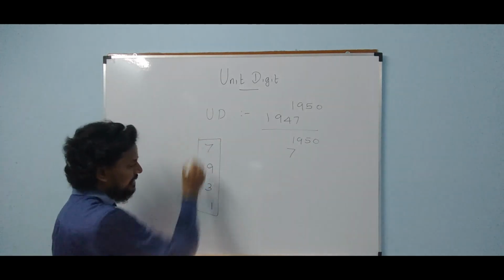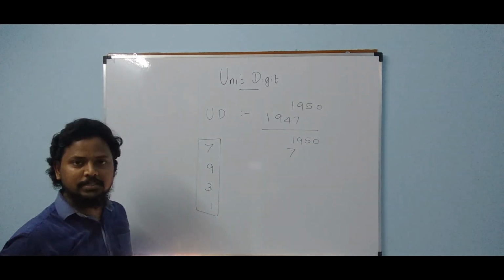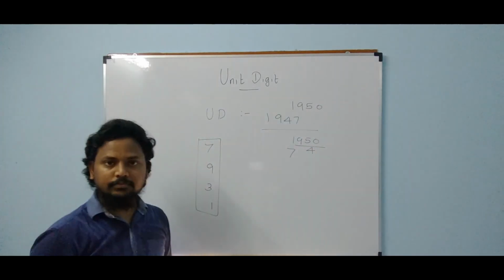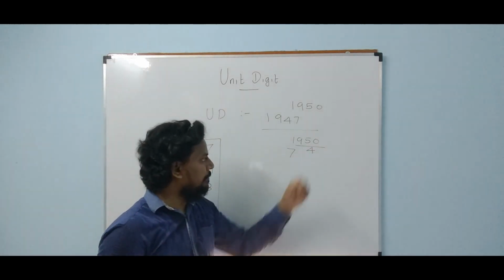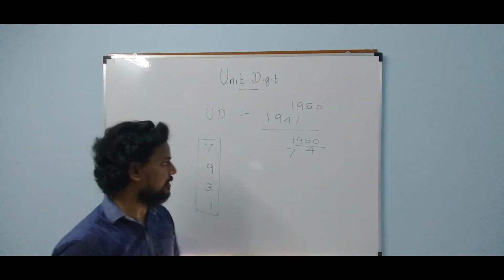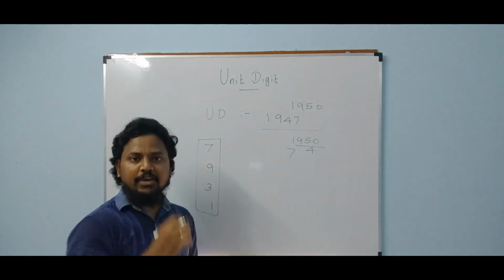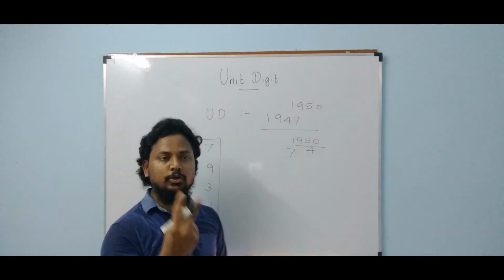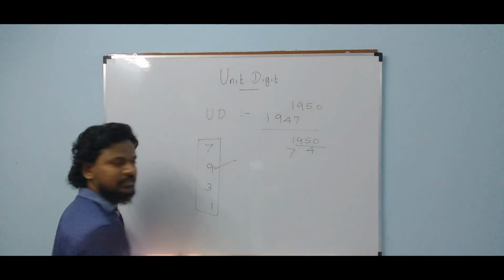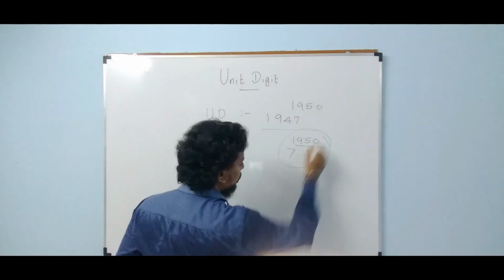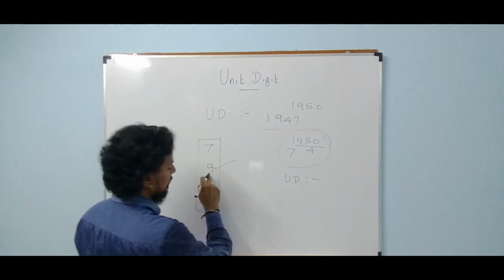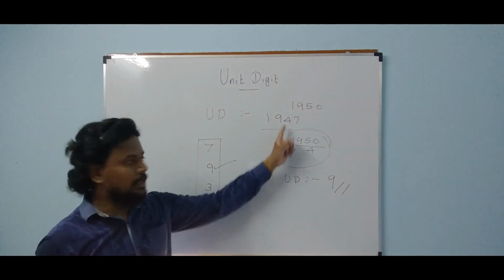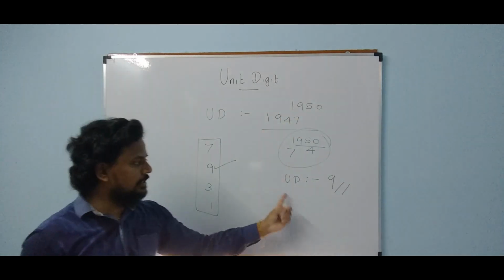So the cyclicity of 7 is 7, 9, 3, 1. There are 4 elements in the cycle, so divide the power by 4. What is the remainder? 19 by 4, 4 fours are 16, 35 by 4, 8 fours are 32, 30 by 4, 7 fours are 28, remaining 2. Remainder 2 means the second step is the answer. So the unit digit of this particular problem is 9. For 1947 to the power 1950, the unit digit is 9.